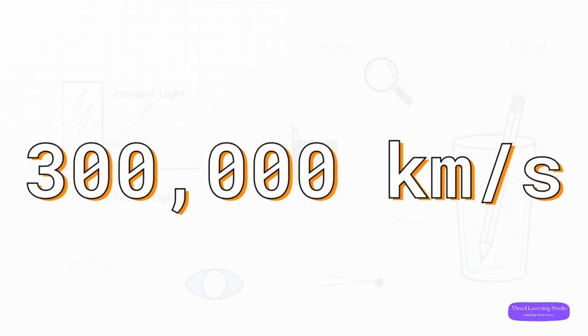And not only is it straight, it's almost unbelievably fast. In a vacuum, light zips along at a staggering 300,000 kilometers per second. To give you an idea of how fast that is, light can circle the entire planet more than 7 times in a single second. It's just mind-blowing.